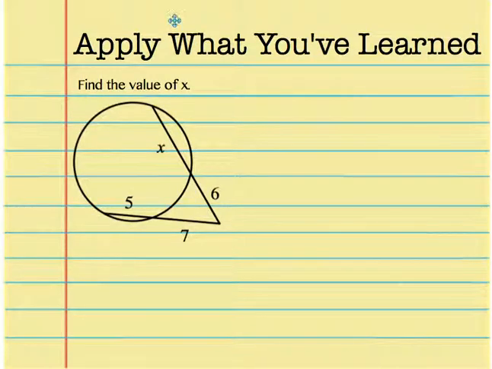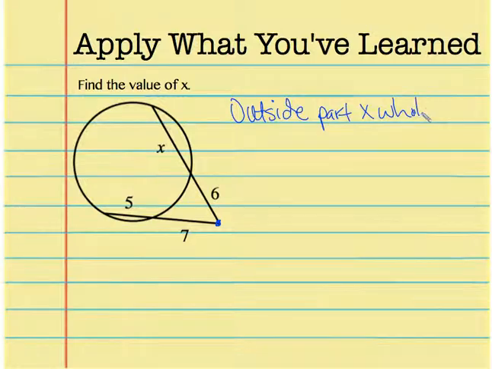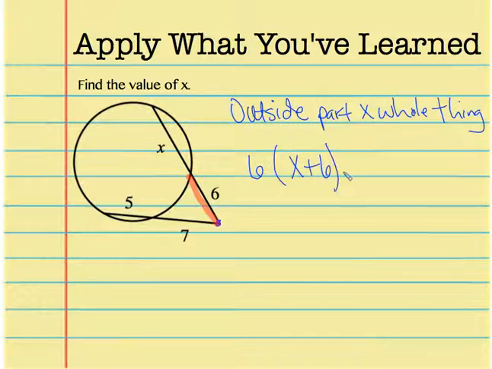Now we have outside the circle where the two lines are intersecting, which means we do outside part times whole thing, and it equals outside part times whole thing. I'm not going to write it twice because I don't have room. So let's start with this top line. The outside part right here is 6. And the whole thing is, be careful, because it's not x. The whole thing is this x plus this 6. So I'm going to call it x plus 6.